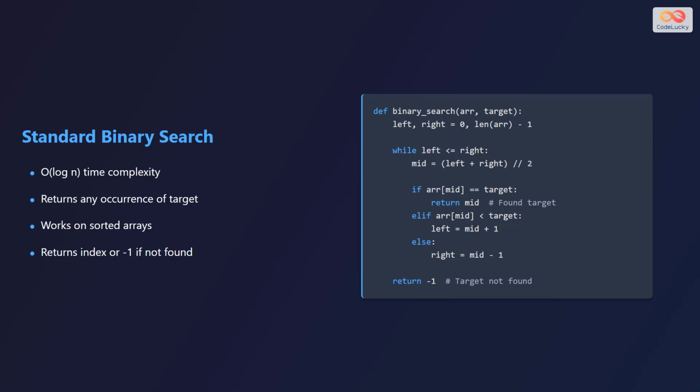Here is an example of a Python implementation of standard binary search. We initialize left and right pointers to the start and end of the array, respectively. The while loop continues as long as the left pointer is less than or equal to the right pointer. Inside the loop, we calculate the middle index. If the element at the middle index equals the target, we return the middle index. If the element at the middle index is less than the target, we move the left pointer to mid + 1. Otherwise, we move the right pointer to mid - 1. If the target is not found, the function returns -1.